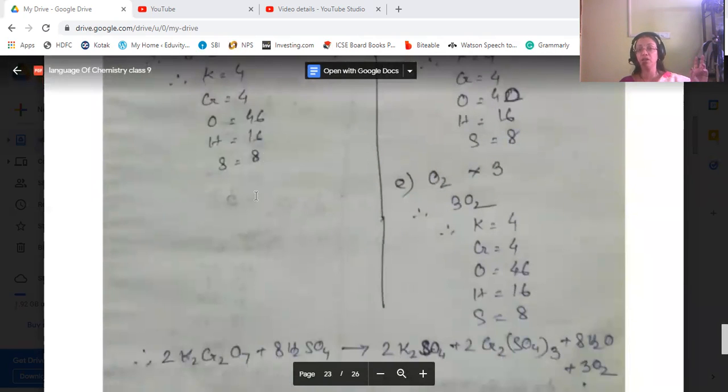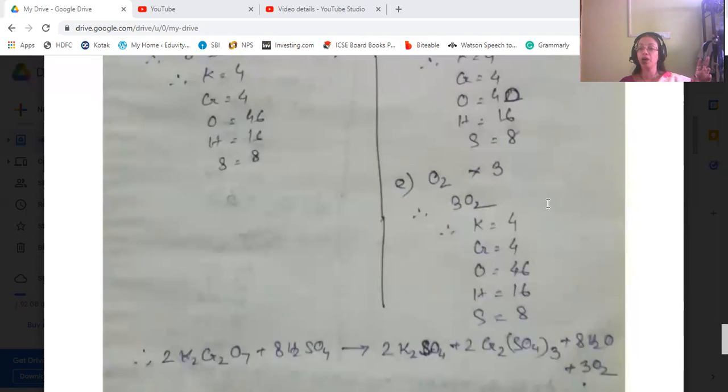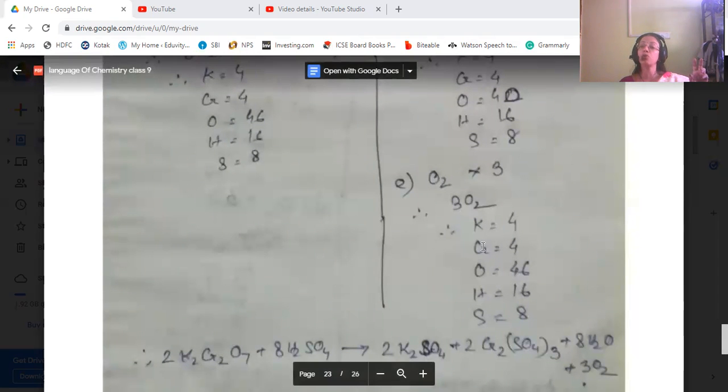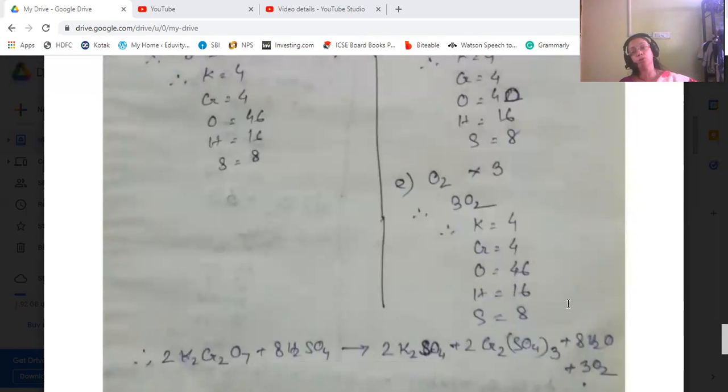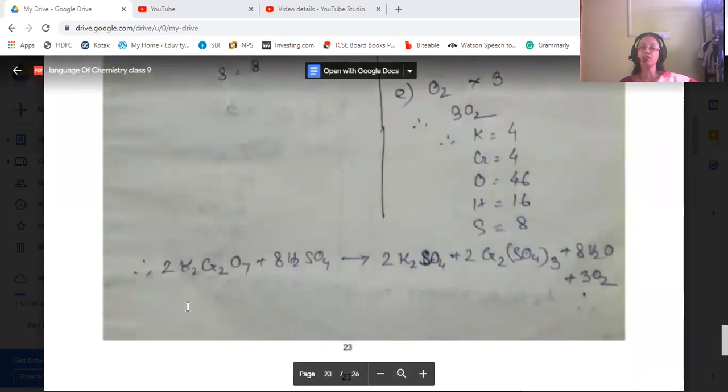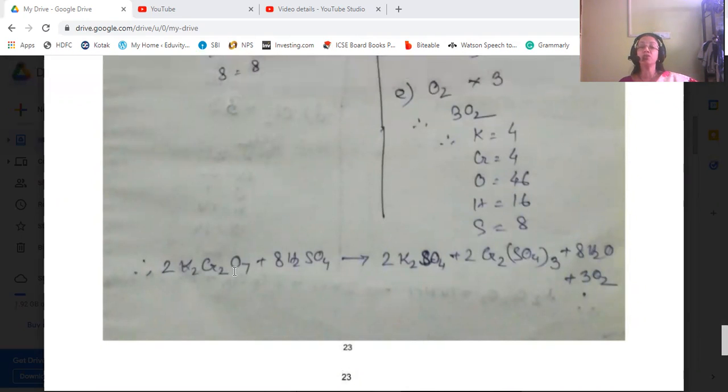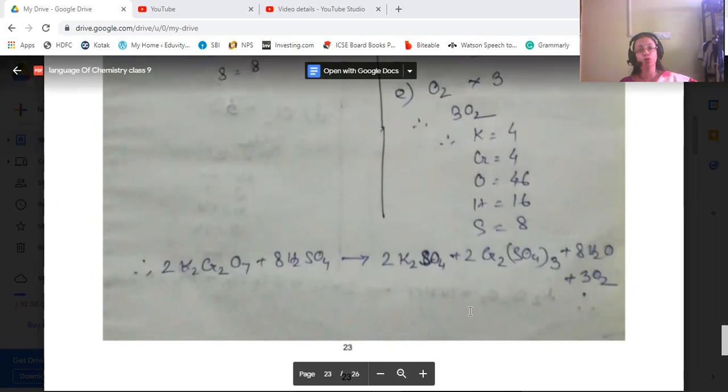Now oxygen is left. Here it's 46. On the product side, it's 40. So 6 atoms are deficient. So we need to multiply oxygen by 3. So 3O2 it becomes. Therefore, the atoms on the product side become K is equal to 4, chromium 4, oxygen 46 now, hydrogen 16, and sulfur 8. So the equation stands in this way, the balanced equation: 2K2Cr2O7 plus 8H2SO4 gives us 2K2SO4 plus 2Cr2(SO4)3 plus 8H2O plus 3O2.